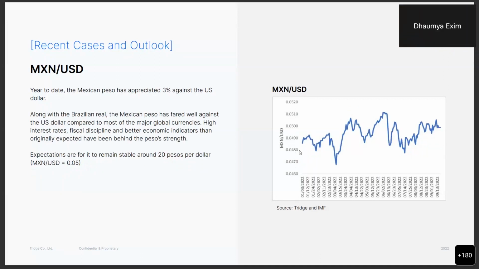Now let's travel north to Mexico, where the peso has appreciated 3% against the US dollar as well. High interest rates, around 8.5%, keeping up with US interest rate hikes. The Mexican Central Bank has responded to US hikes as well. And other fundamentals such as fiscal discipline and better economic indicators than originally expected have been behind the peso strength. So the expectations are for the rate to remain stable around 20 pesos per dollar.